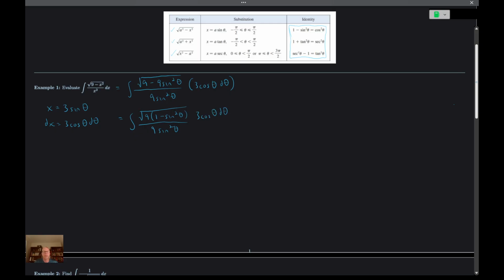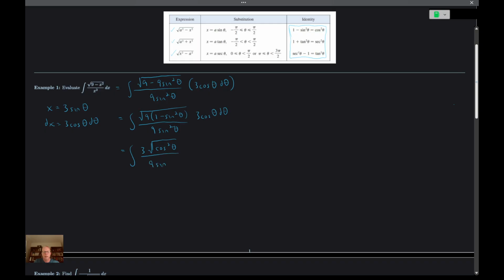I might be a little bit sloppy with using parentheses or not, but you should be able to follow along even with that. Okay, so now we can pull the 9 out of the square root, and that becomes 3. We'll write this as square root of 1 minus sine squared. We're going to make that substitution. That's cosine squared theta.